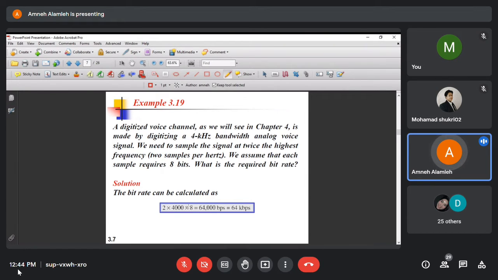So the required bit rate will be, because we have to double the frequency, multiplied by 4,000, which is the 4 kilohertz, multiplied by 8 bits for each sample. The answer is 64 kilobits per second.